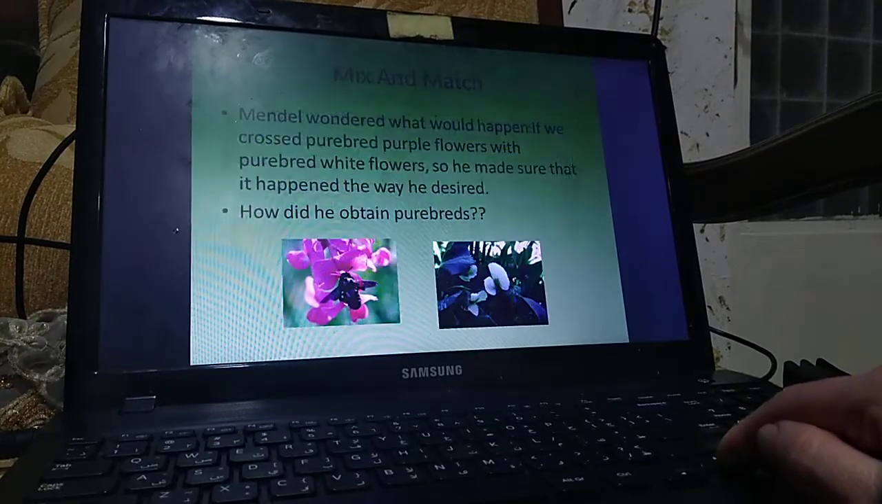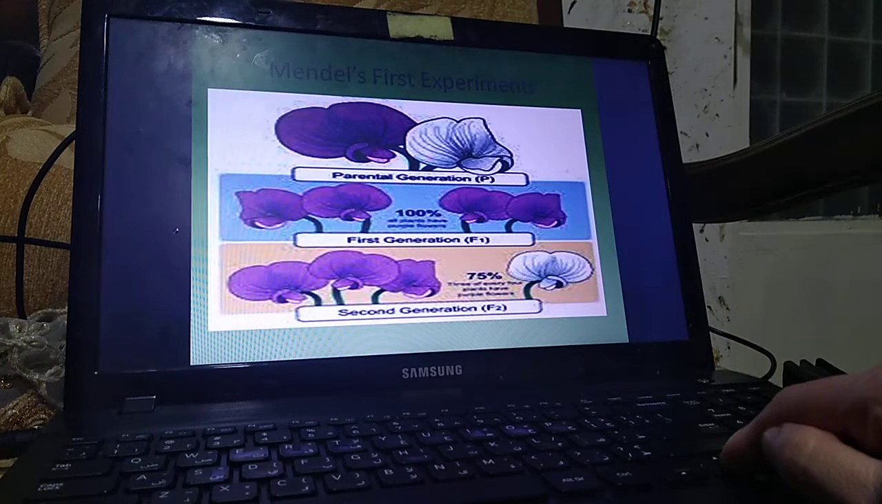How did he conclude that? From the experiment that we have just discussed here. That purple with white gave us 100% purple. When you let them pollinate one more time, they will give us 75% purple, dominant, and 25% white, recessive.